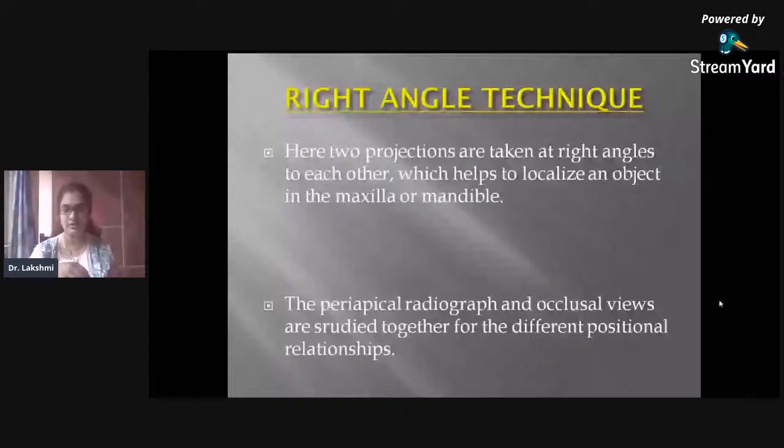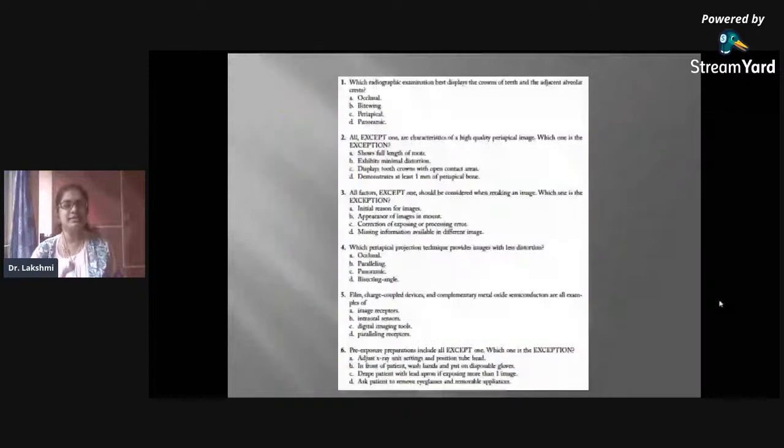Coming to MCQs, let us discuss MCQs now. Which radiographic examination best displays the crowns of teeth and the adjacent alveolar crest? The option is B, bitewing radiographs.